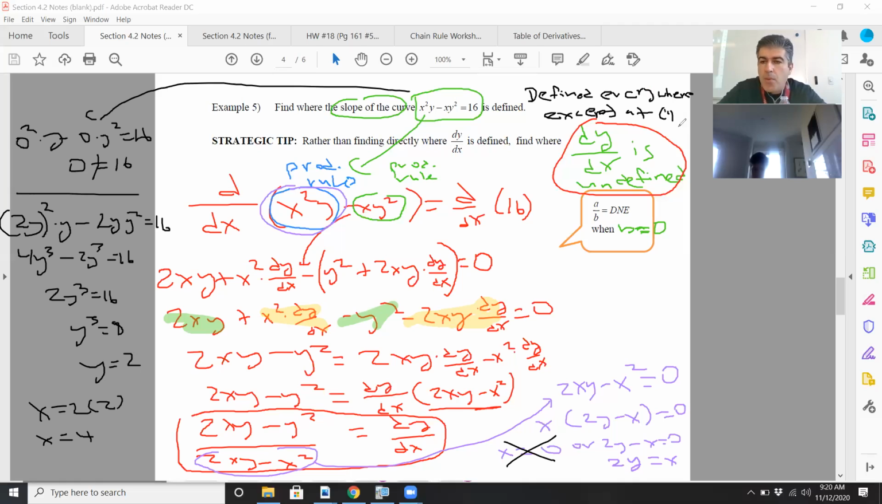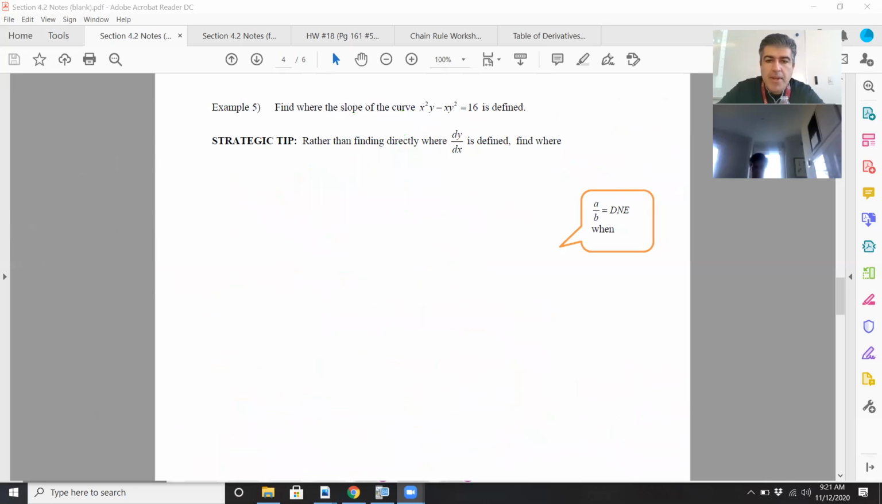And so if you were to actually graph this, let's do it in Desmos. The nice thing about Desmos is that you can just type in the equation as is and it'll graph it for you. So let's type in x squared y minus x y squared equals 16. I'm going to clear this. I could undo it if you guys need me to. But I'm going to go to Desmos right now.